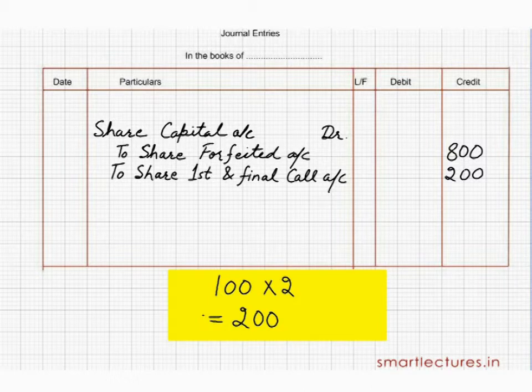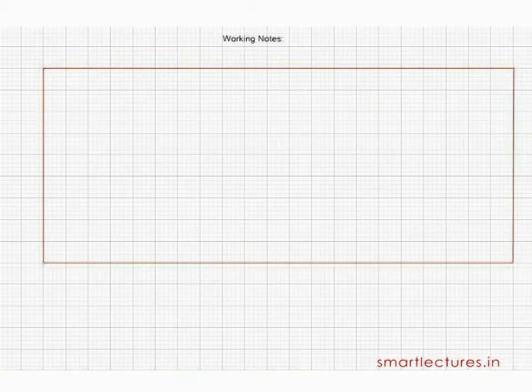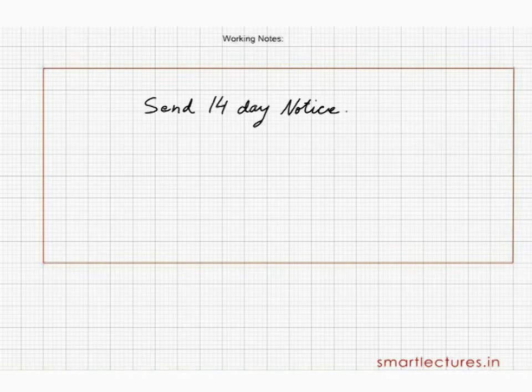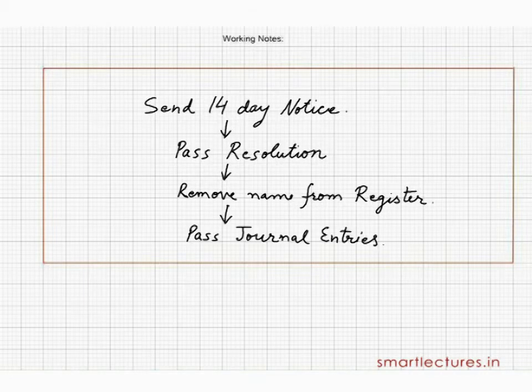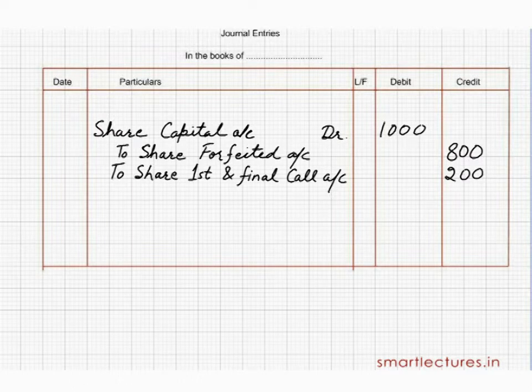So this way we can explain the steps to forfeit the shares. Number 1, send a notice of 14 days to the shareholder. If he doesn't send the money, pass the resolution, and then remove the name of that shareholder from the register and pass journal entries. And the journal entry will be share capital account debit, to share forfeited account and to unpaid call account. It means share capital account will be debited by the amount whatever has been credited to him, and to share forfeited, the money forfeited by the company, meaning the money paid by the shareholder. And to unpaid call, meaning whatever money was due from the shareholder.